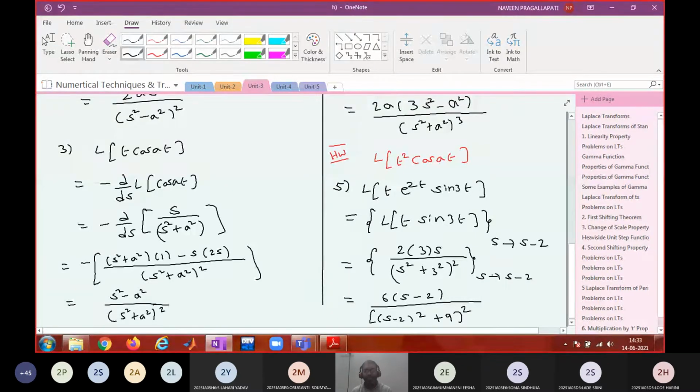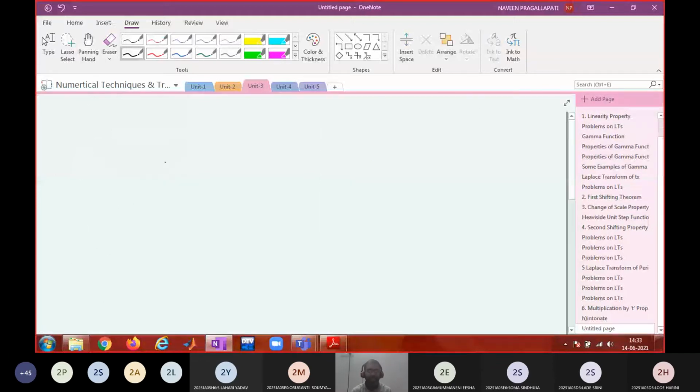Shall I proceed? Yes, sir. Now using Laplace transforms, you can evaluate some real integrals also, which may be difficult or may take some time to evaluate. Okay, so put this heading: evaluation of real integrals, evaluation of different integrals by Laplace transforms.